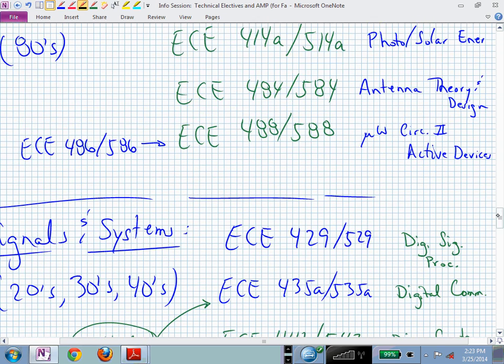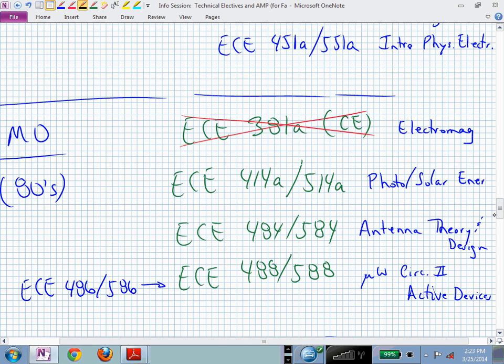Yes? Were there prerequisites or previous classes for 484? 484 is 381A, electromagnetics. And that's a prerequisite for 486, 586, and 486, 586 is a prerequisite for 488, 588. So there are some pretty long sequences of prerequisite coursework.